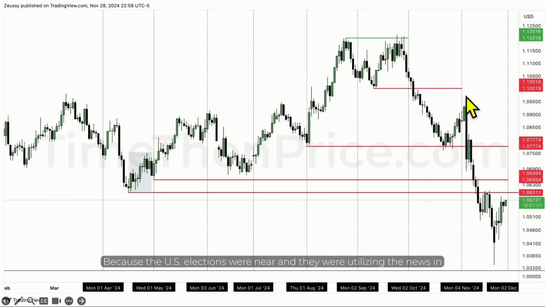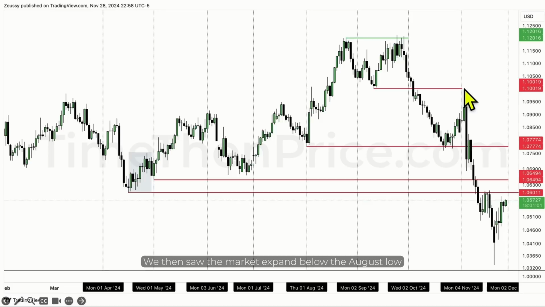Because the US elections were near, and they were utilizing the news in advance of the US elections to manipulate higher, to trap people into believing that the low was in on Euro, to engineer more sell-side liquidity below these relatively weak lows, and we then saw the market eventually distribute towards the downside. Accumulation, manipulation, distribution.